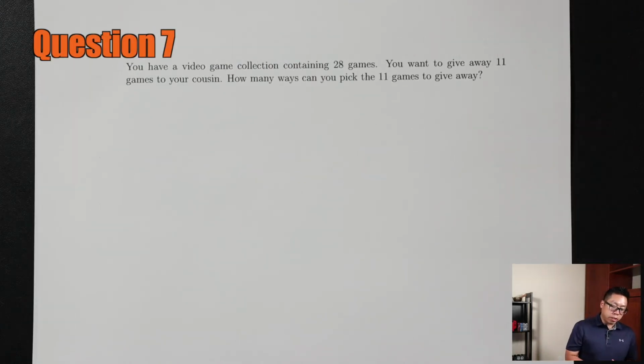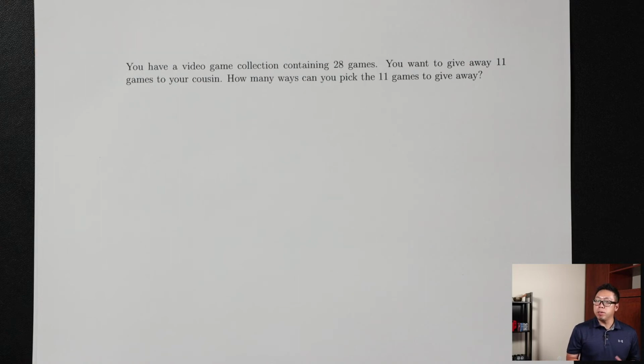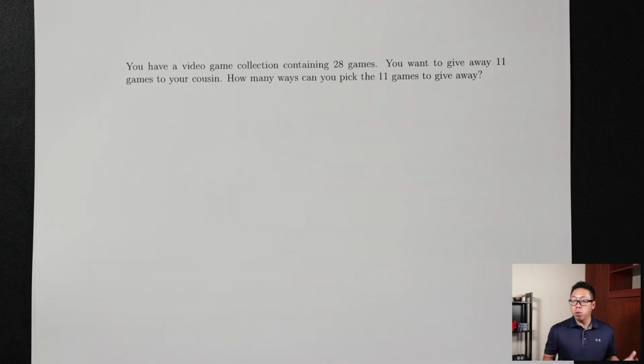You have a video game collection containing 28 games. You want to give away 11 games to your cousin. How many ways can you pick the 11 games to give away? First question we need to ask is, does the order that we pick these 11 games matter? Probably not, right? They're all going to go into the bag and you're going to give the bag to your cousin. So it doesn't matter which game you picked first, second, third, 11th. It doesn't matter the order. So because the order does not matter, this is a combination.